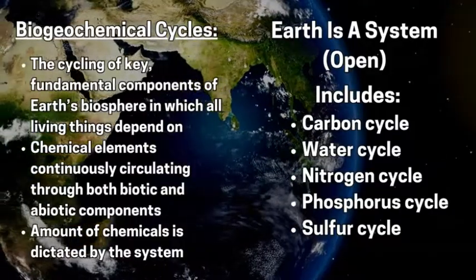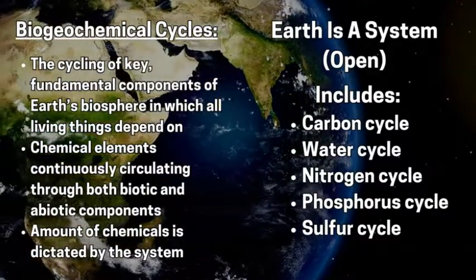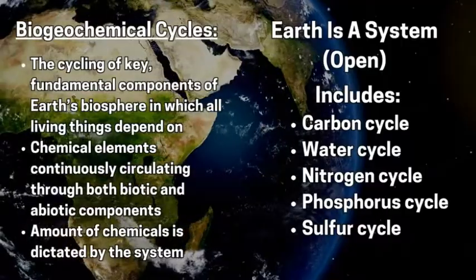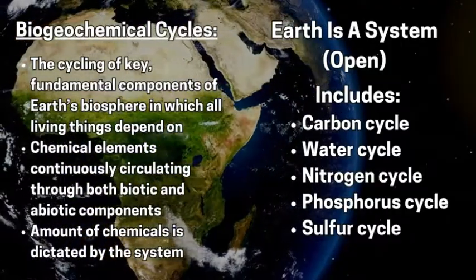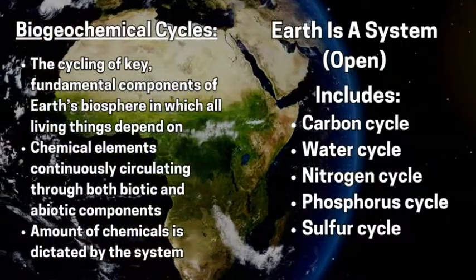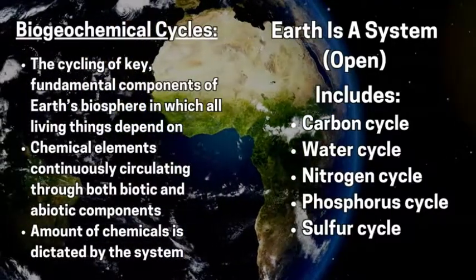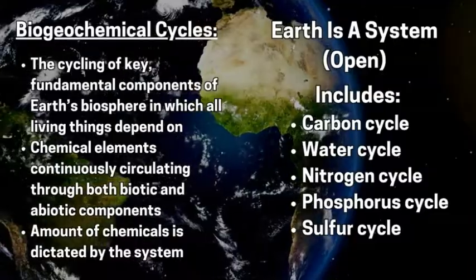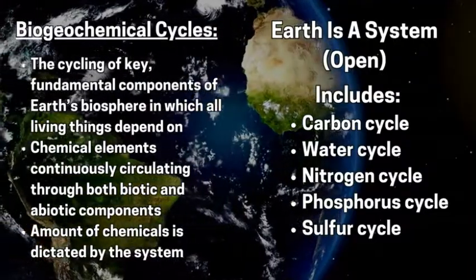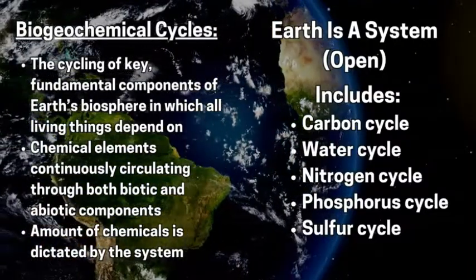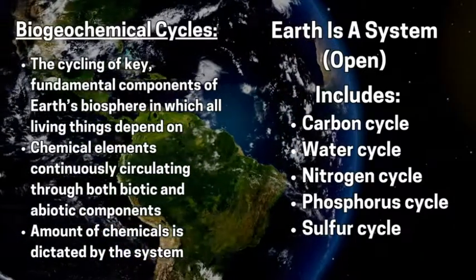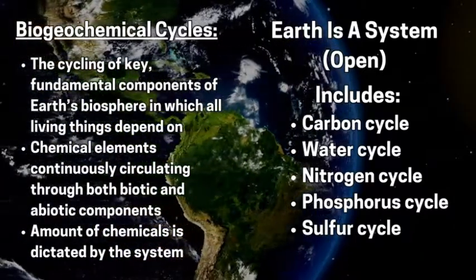Now, the amount of nutrients and chemicals and elements within this system is finite to a certain extent. We do have the addition of some elements and chemicals from asteroids and meteorites that come in from space and do make contact and impact with our planet. However, the majority of these biogeochemical cycles are of a finite amount within our planetary system.